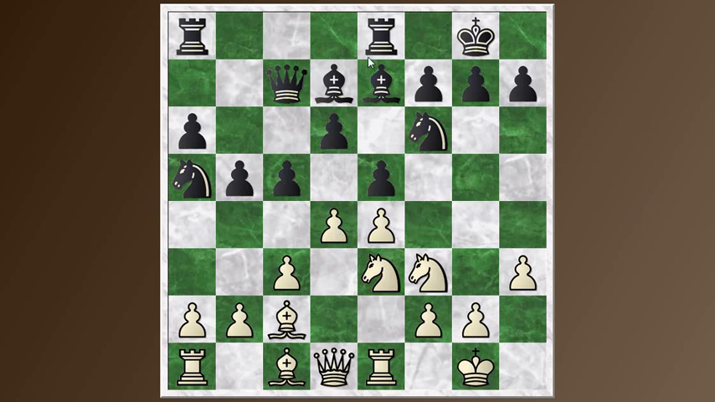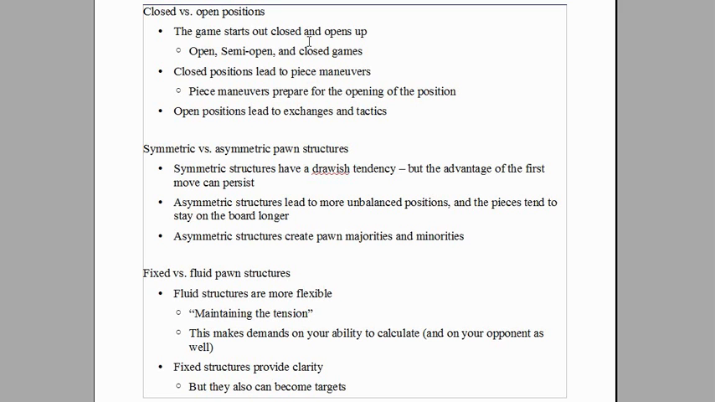So this is a fluid structure in the center, and I'll come back to that point. Now let's look at this. So that was a closed position with piece maneuvers. Open positions, on the other hand, if you've got open lines, that often leads to exchanges. For example, two rooks fighting for an open file, and also leads to tactics. So as the position opens up, more and more tactical possibilities tend to appear as those pieces come into contact. So that's one dichotomy, closed versus open.